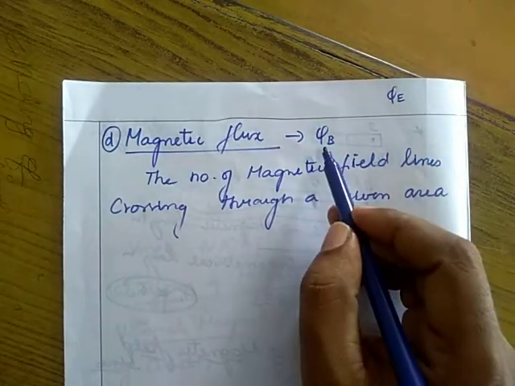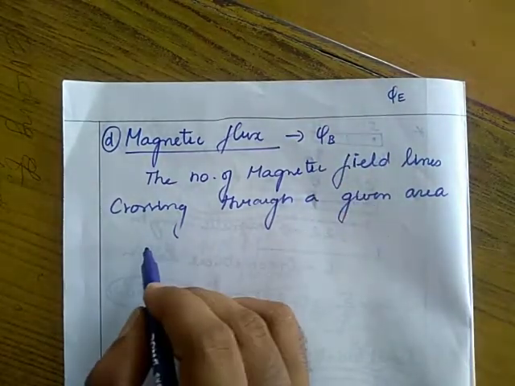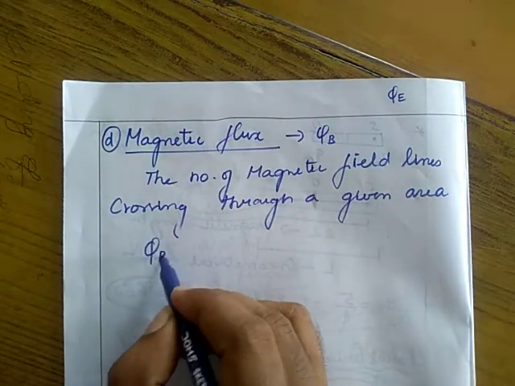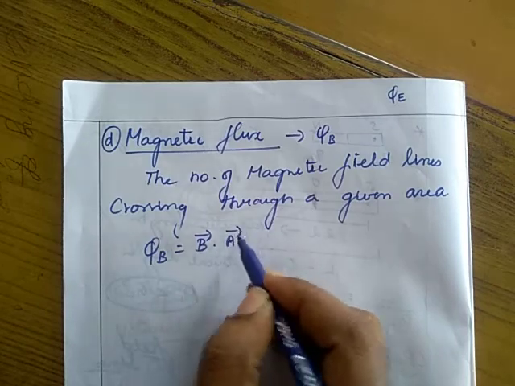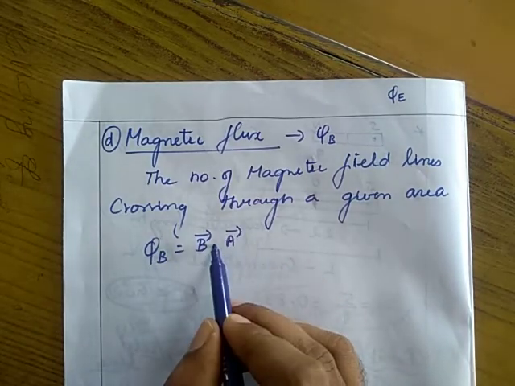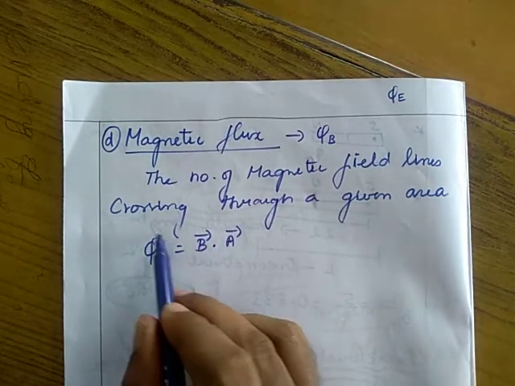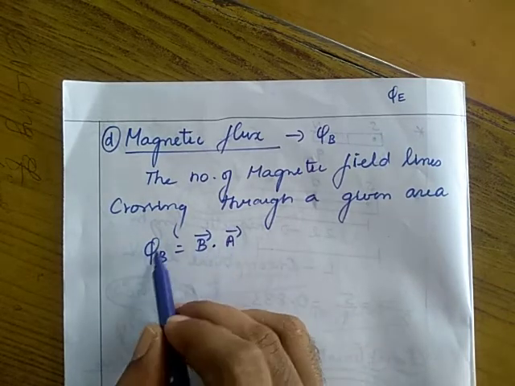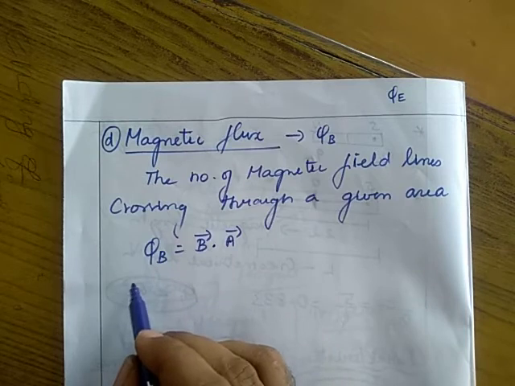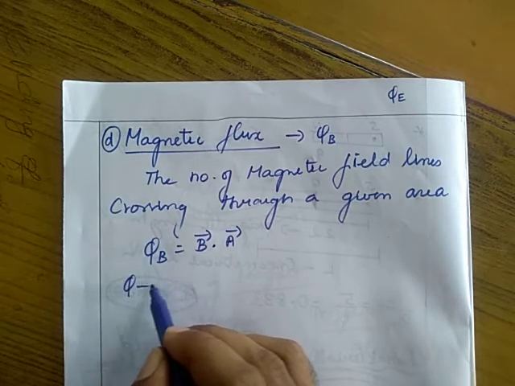It is represented as phi B. Mathematically it can be written as phi B equals B vector dot A vector. Here it is a dot product of two vectors, so it is a scalar. So we can call flux a scalar quantity.